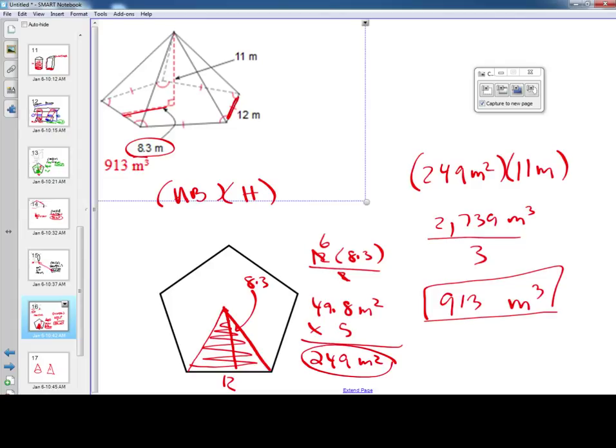So what I'm telling you is, when you see those cone-looking things or those pyramid-looking things, treat it like a right geometric solid. And at the end, you only take how much of it? One third of it.